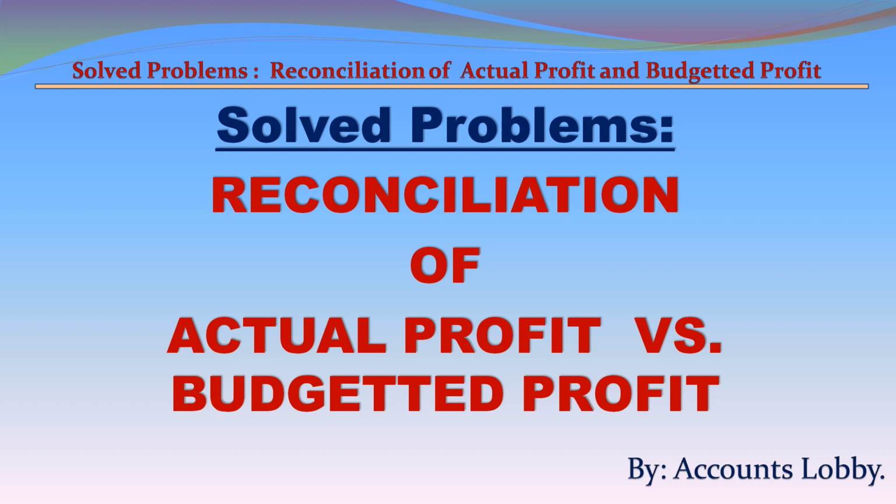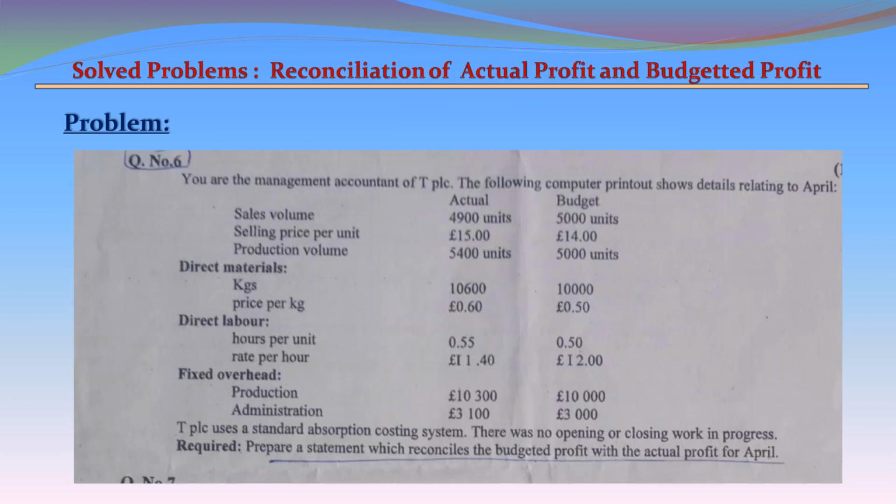Solved problems. Reconciliation of actual profit versus budgeted profit. Problem: You are the management accountant of TPLC. The following computer printout shows the details relating to April. Sales volume: actual 4,000 units, budget 5,000 units.